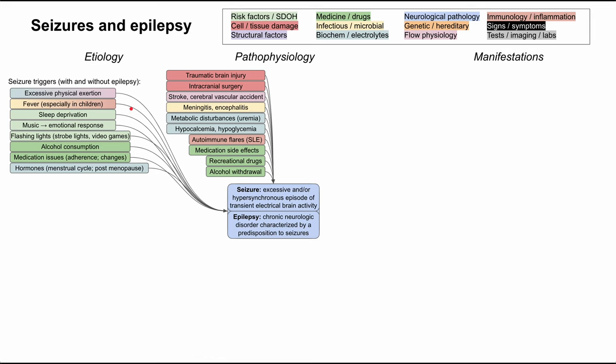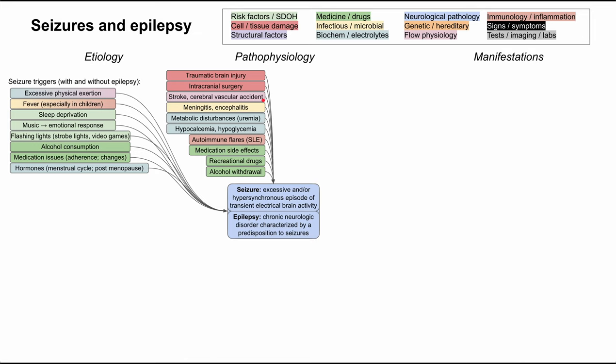This next group are causes of acute symptomatic seizures. So these typically cause seizures in patients that might have never had a seizure before. Traumatic brain injury, of course, the cell and tissue damage associated with that can cause excessive electrical brain activity. Intracranial surgery, similarly, can be very damaging to parts of the brain and cause excessive electrical brain activity, causing a seizure. Strokes, cerebrovascular accidents, can also cause seizures. As you have ischemia or a reperfusion injury following ischemia, you can trigger a seizure.